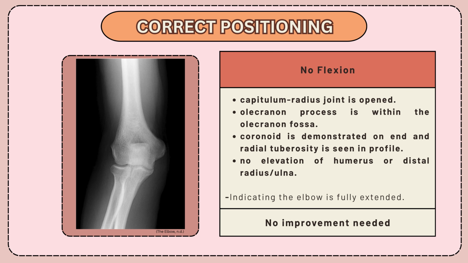This is the correct positioning of no elbow flexion. Based on the radiograph, we can see the capitulum radius joint is opened. Olecranon process is within the olecranon fossa. Coronoid is demonstrated on end and radial tuberosity is seen in profile. And no elevation of humerus or distal radius and ulna. This indicates that the elbow is fully extended. Therefore, no improvement is needed.